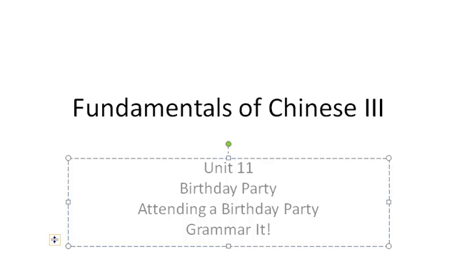Fundamentals of Chinese 3, Unit 11, Birthday Party. Attending a birthday party, grammar.